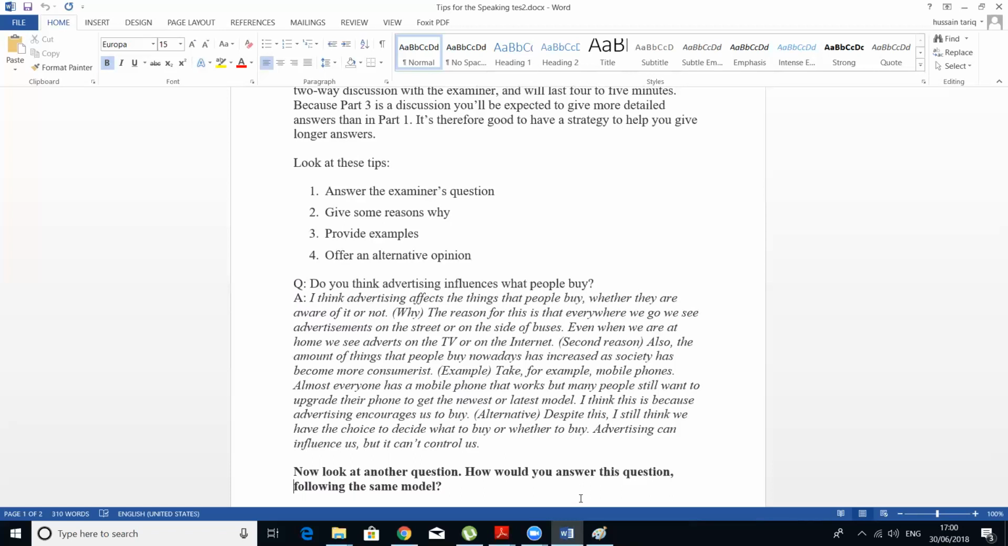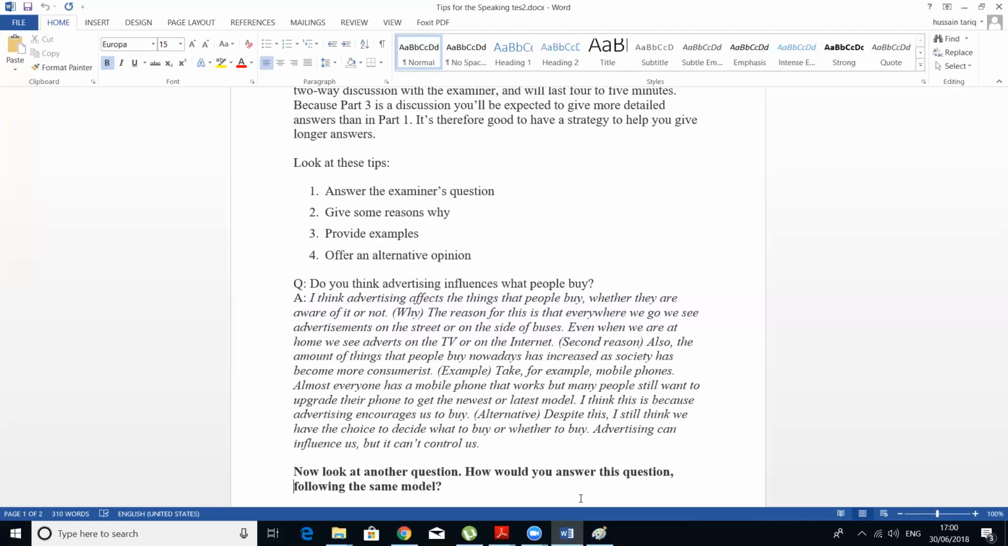I'm expecting that you use words like "however", if you're talking about an alternative approach. You can see the student has used the word "despite". When he's giving the first reason, he says "the reason for this is that". For the second reason, he uses the word "also". Take for example, when giving an example, "despite".